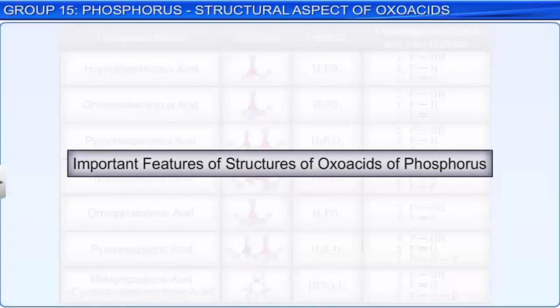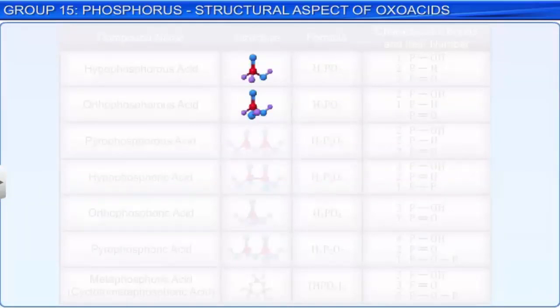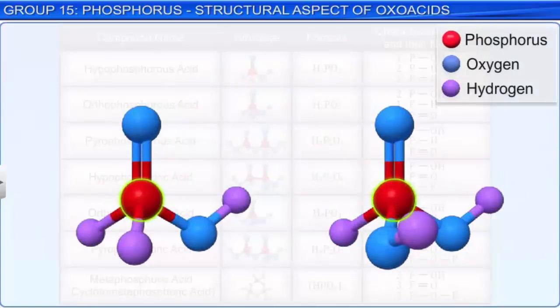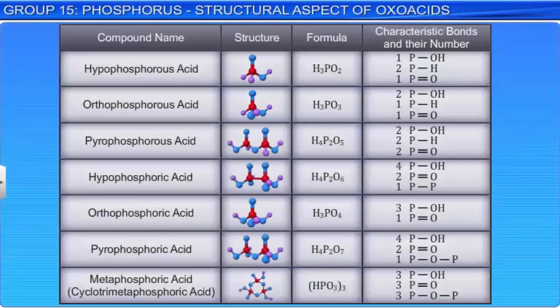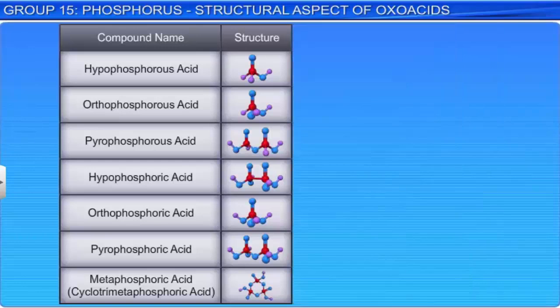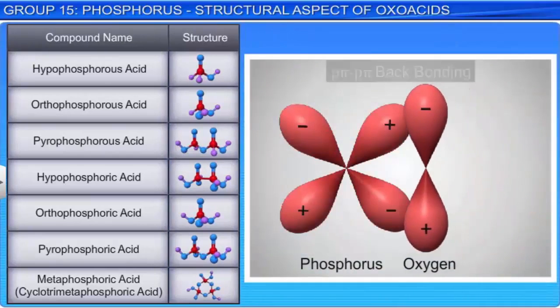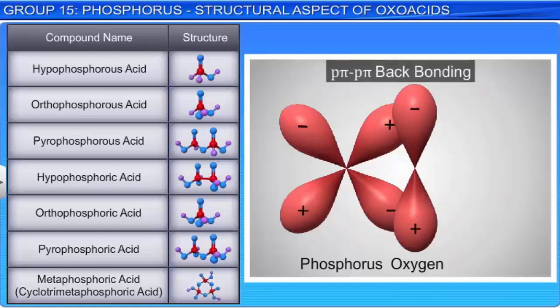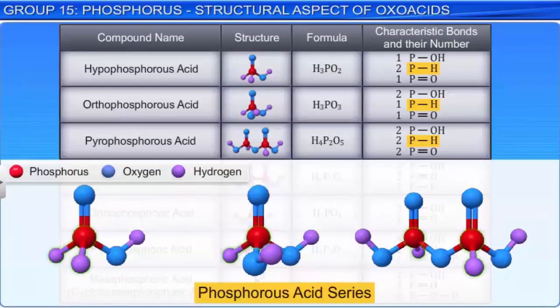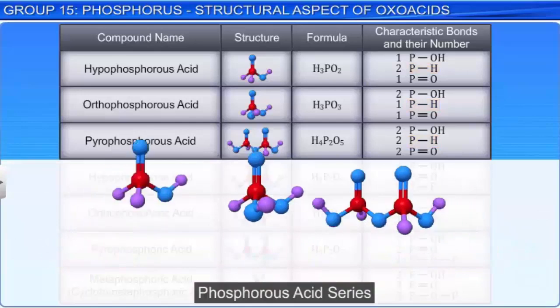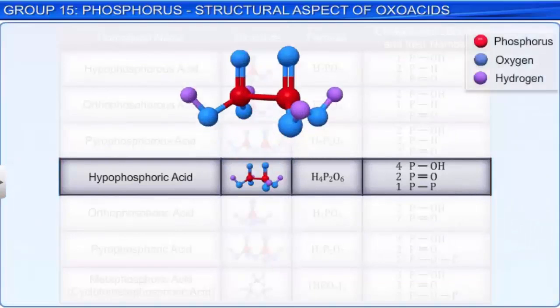Let us now discuss the common and some important features of the structures of the oxoacids of phosphorus. In all of these oxoacids, the central phosphorus atom is surrounded tetrahedrally by other atoms. At least one P=O and one P-OH bond are essentially present in all of these oxoacids. Note that the double bond is formed as a result of the p-pi back bonding. However, P-H bonds are present only in the oxoacids belonging to the phosphorus acid series. Note that in hypophosphoric acid, an unusual P-P bond is present.